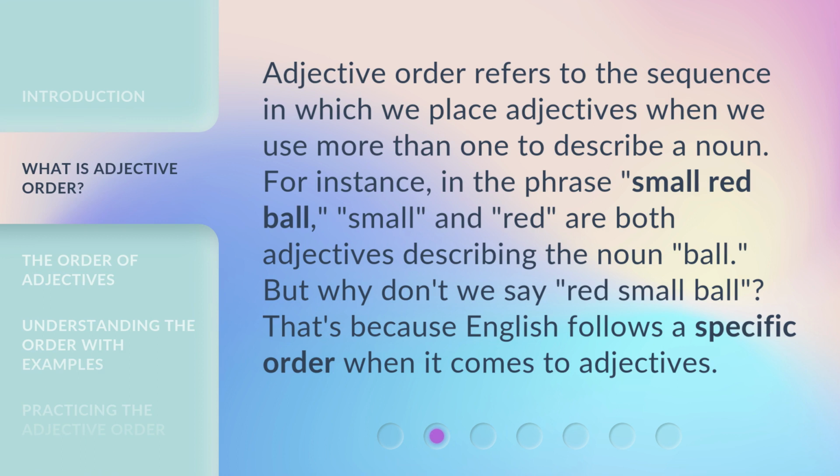Adjective order refers to the sequence in which we place adjectives when we use more than one to describe a noun. For instance, in the phrase, small red ball, small and red are both adjectives describing the noun, ball. But why don't we say, red small ball? That's because English follows a specific order when it comes to adjectives.